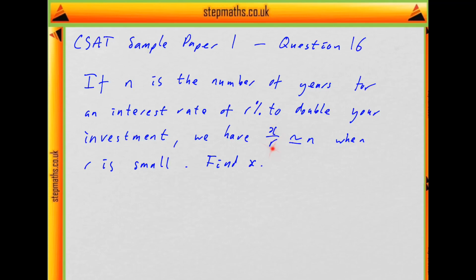And we're told x over r approximates n, where x is the number we have to find and r is the interest rate in percent. You'll have to figure out exactly what this means. We're told this works when r is small, and we're also given a hint that we should use part of a previous question, and that previous question gave us the Taylor expansion for log. So it looks like we're going to have to use that in some capacity. In any case, if you want to have a go at this question yourself, pause the video now.